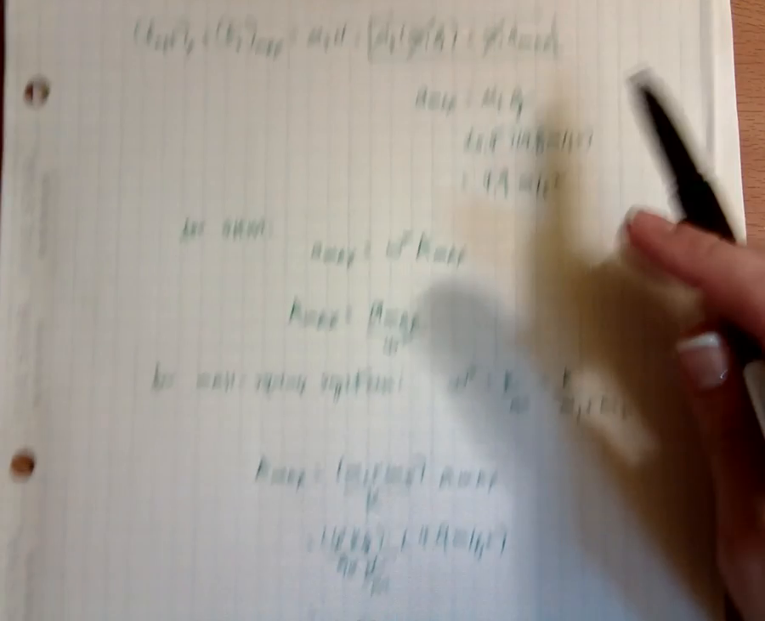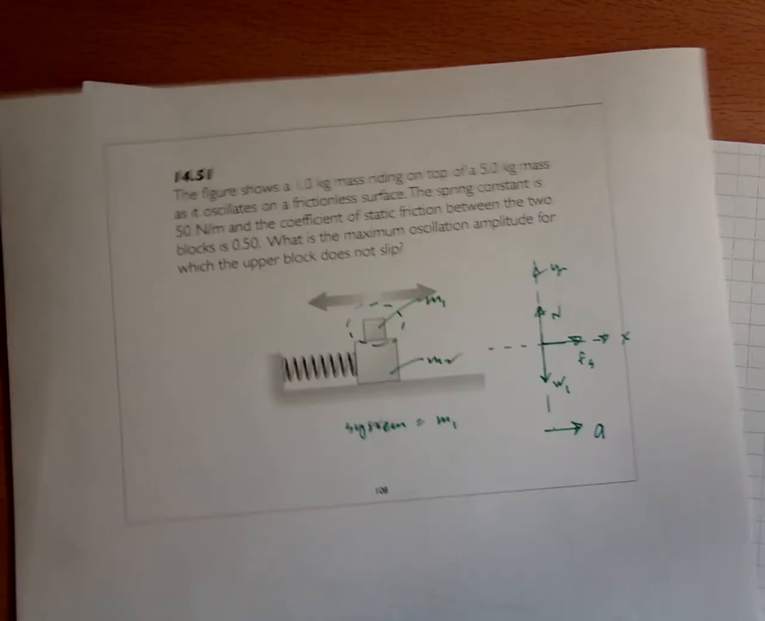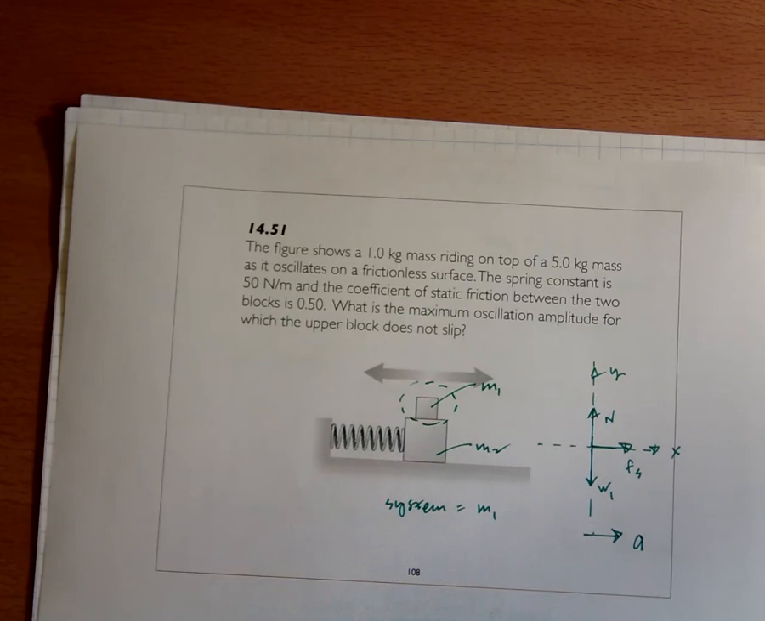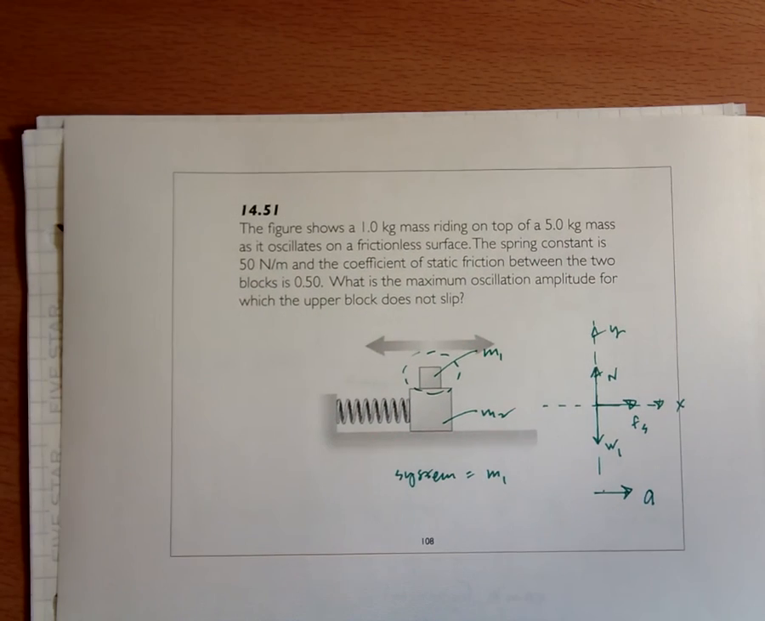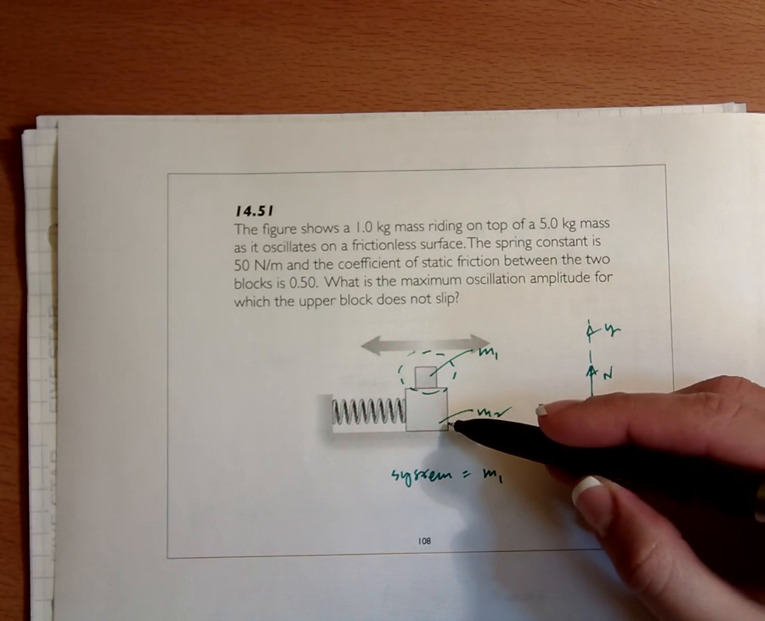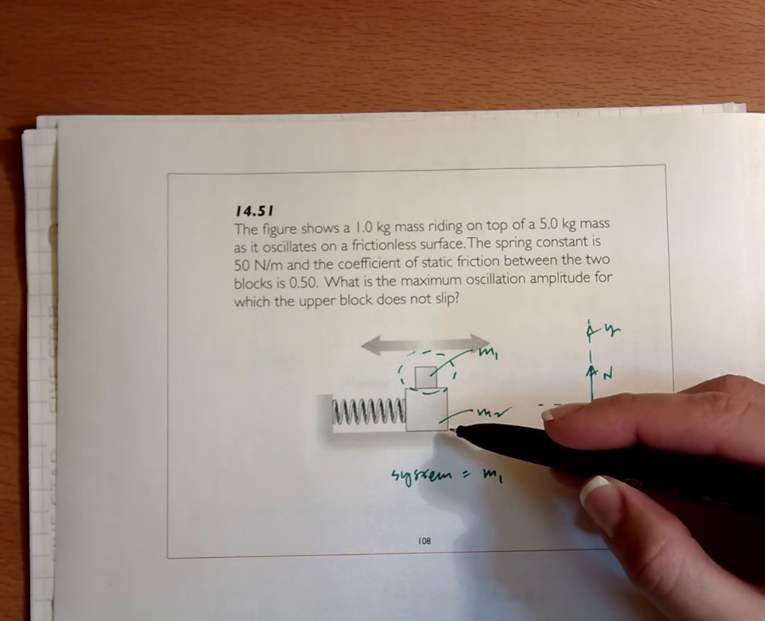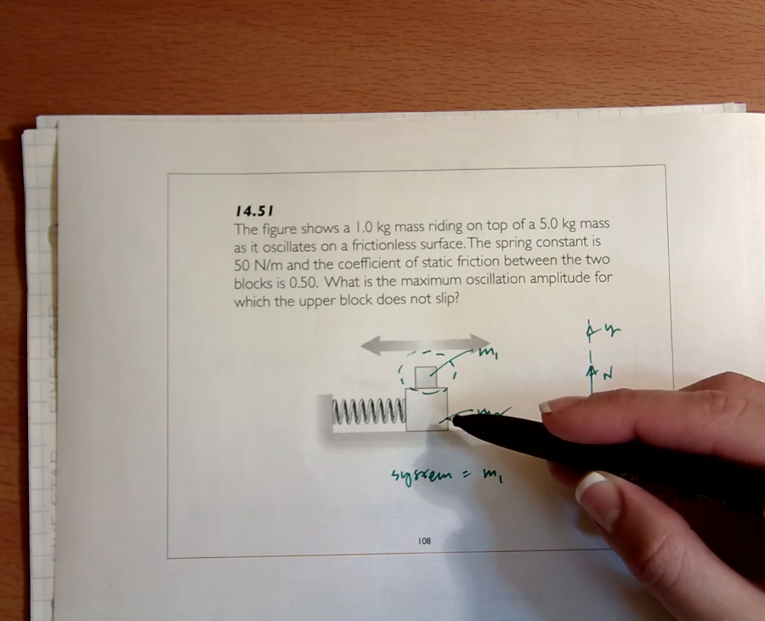If you were to stretch the system, so what sets the amplitude for the system? Well, the source. You do. So if you stretch this system beyond 60 centimeters, the upper block will slide off.